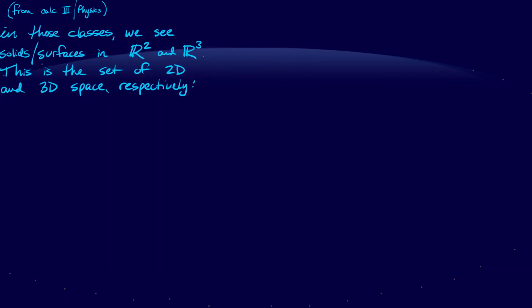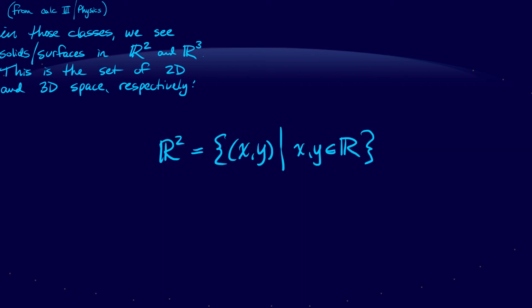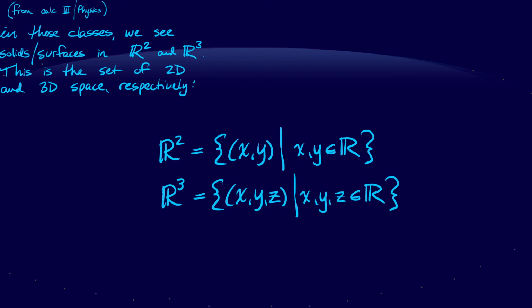Alright, so in Calc 2 or Calc 3, if you've taken those, you probably have seen these symbols before. R2 and R3. And these are going to be the set of 2D and 3D spaces, respectively. So really, R2 is just a set of all ordered pairs, with x and y being real numbers. And R3 is the set of all ordered triples, where x, y, and z are real numbers. So the reason that we're looking at this is we want to fully understand where R2 and R3 come from, because we're going to use something pretty much the same.